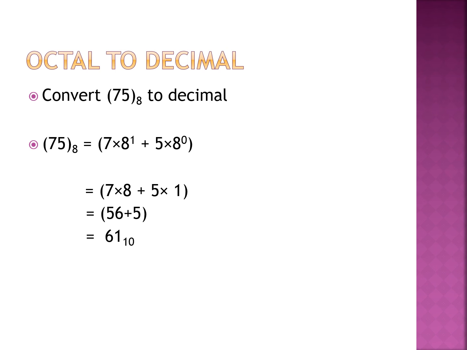So here is the process of how to convert octal to decimal. Now the number is given in octal, and you want to convert it into decimal. To convert octal to decimal, you have to multiply each bit by its octal weight. So 5 is multiplied by its specific weight, 8 raised to power 0, and 7 is multiplied by 8 raised to power 1. So 7 into 8 is 56, plus 5. So the answer comes out to be 61.